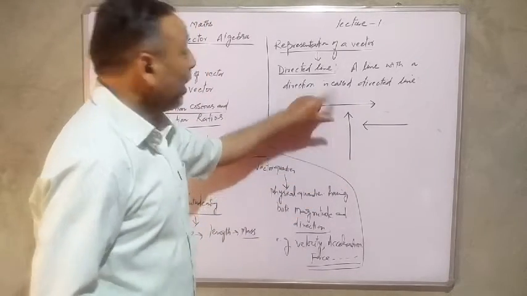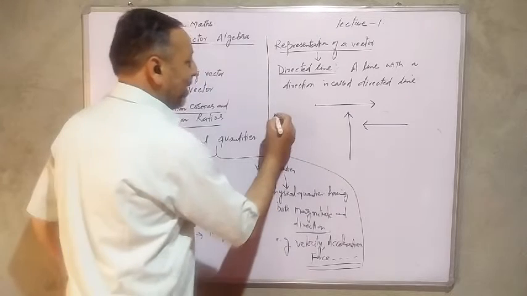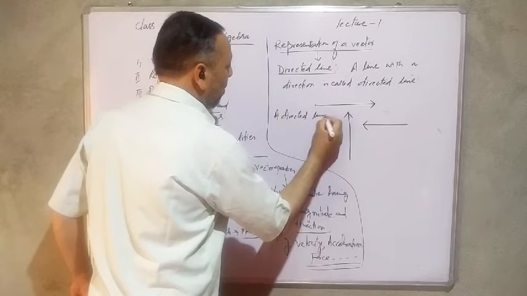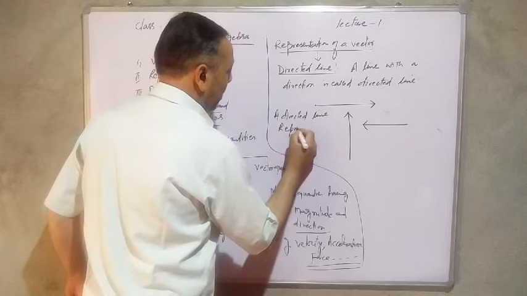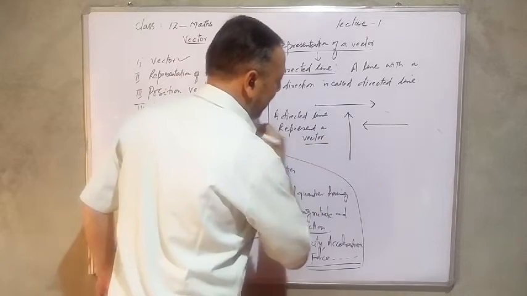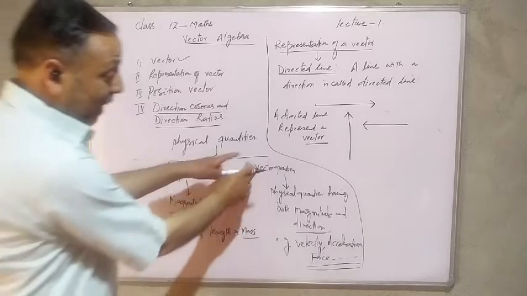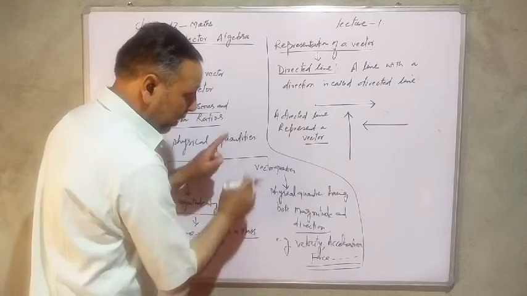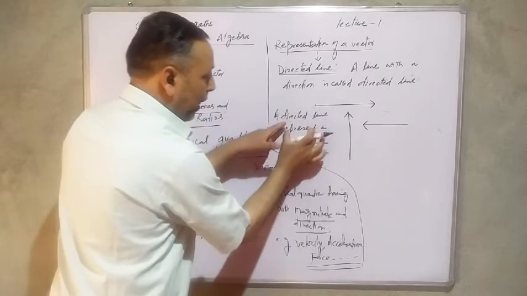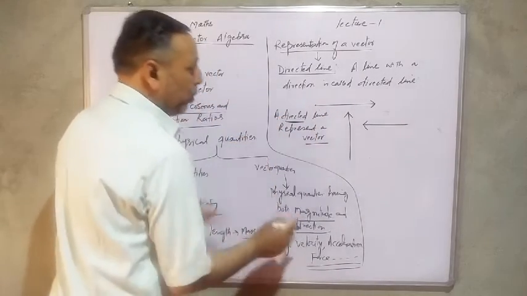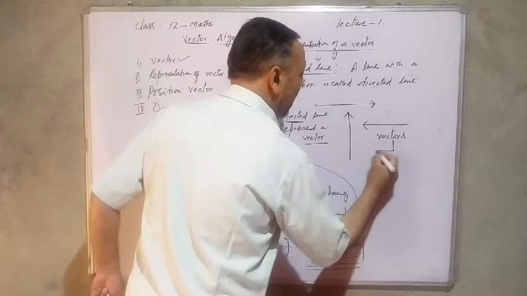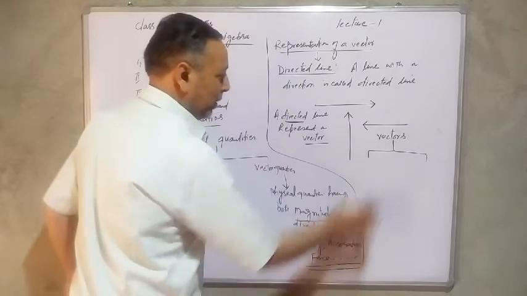All these directed lines represent vectors. So a directed line represents a vector. But in the definition, we see that having magnitude and direction. Here we have discussed only direction, not magnitude. So when we study vectors, we study two things of the vectors.